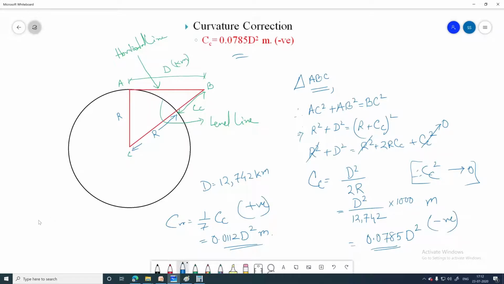So the combined correction will be, just add this CR and CC and you will get 0.0673 D square m, and it is also negative. Okay, so some problems might come from this topic, that means in correction. So please remember this formula, that means the value of the combined correction, the refraction correction and the curvature correction. Okay, these are very much important.